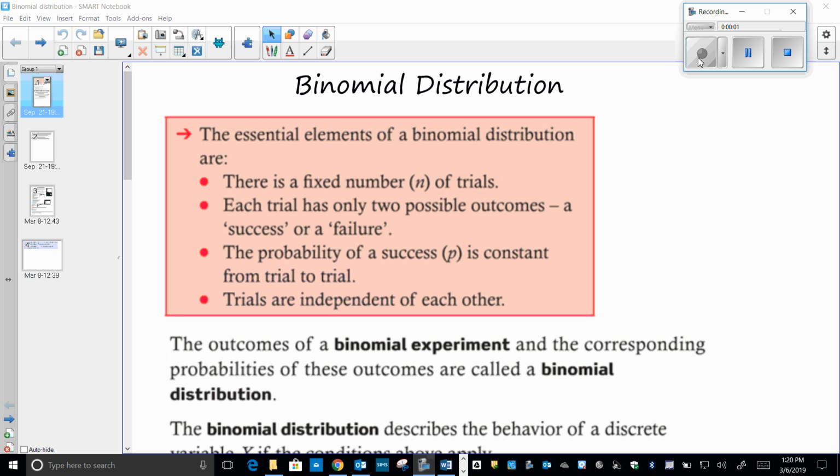Right, okay, binomial distribution. We're flying through this stuff, and I'm really sorry if you're thinking, what? Too much? It will all come out in the wash, I'm sure. So, essential elements of binomial distribution.